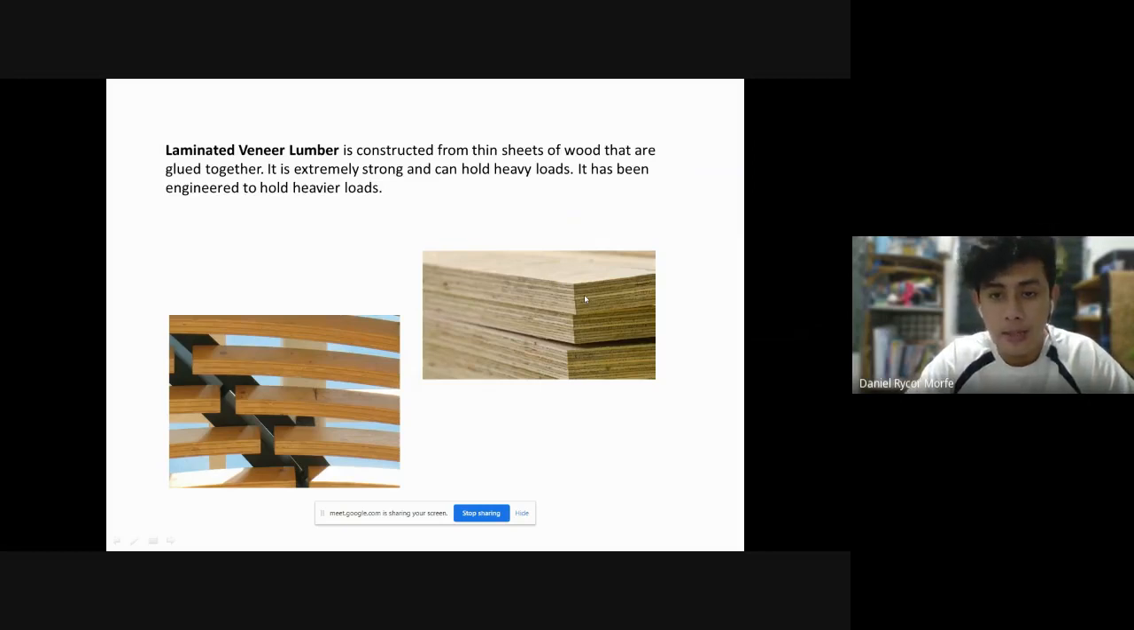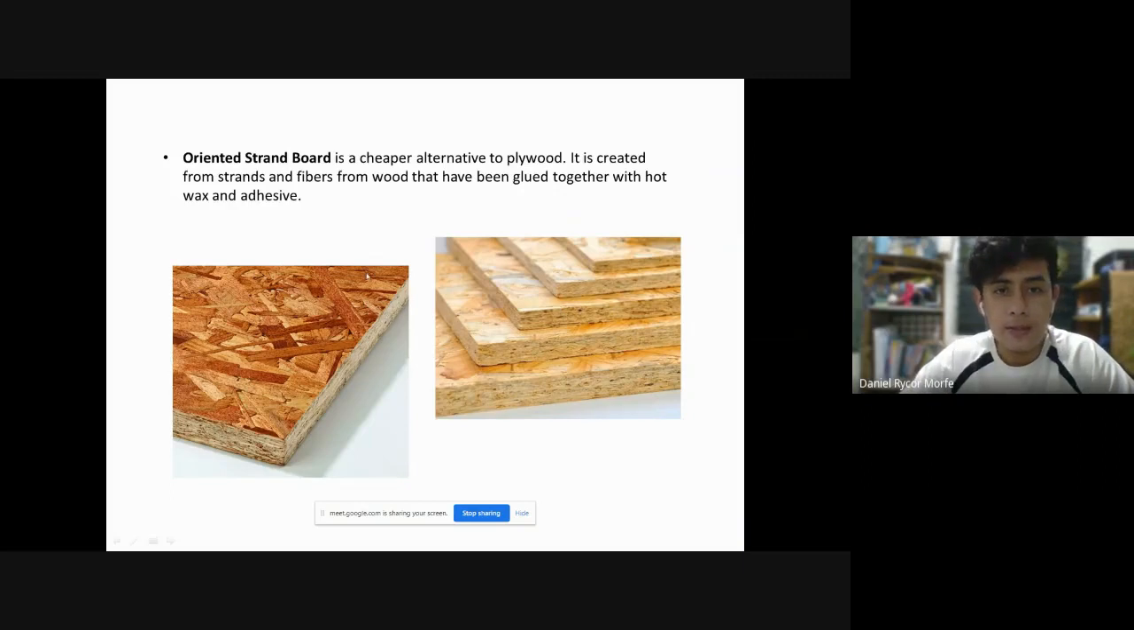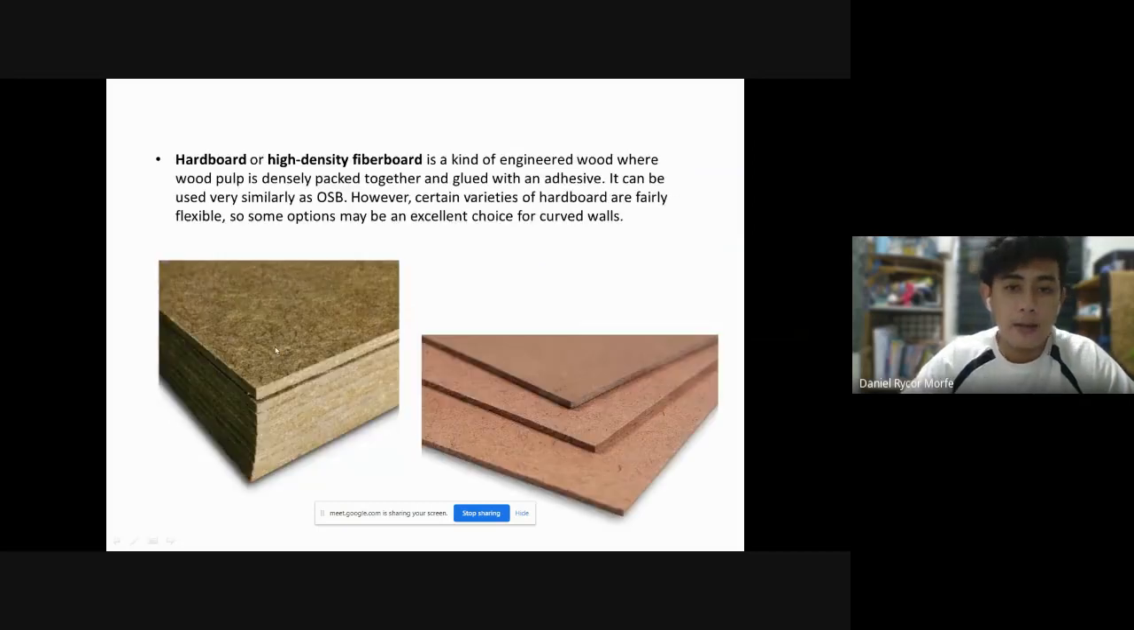It is hard to break. Oriented strand board is a cheaper alternative to plywood. It is created from strands and fibers from wood that are glued together with wax and adhesive. Next is hardboard. It is a kind of engineered wood where wood pulp is densely packed together and glued with an adhesive. It is used very similarly to OSB. However, certain varieties of hardboard are fairly flexible, so they are a great choice for curved walls, because it is packed together and flexible.